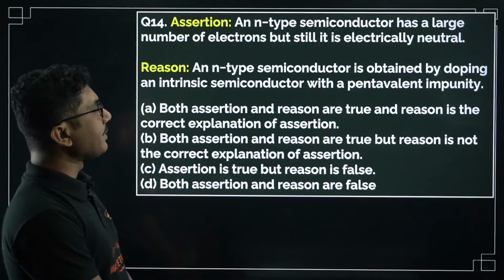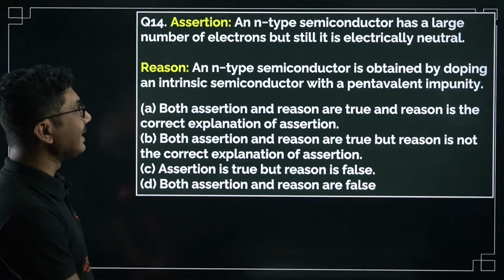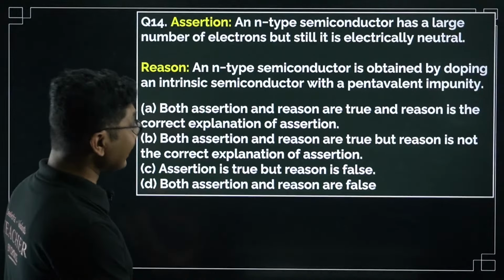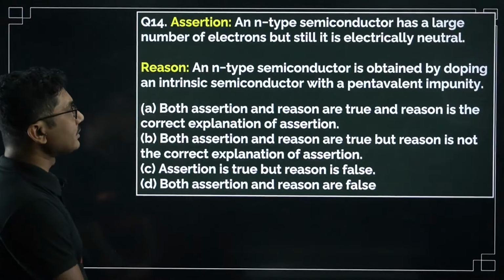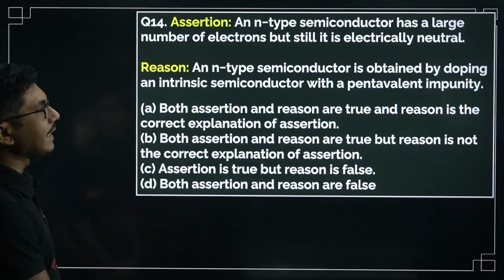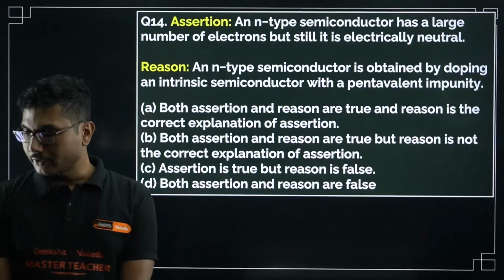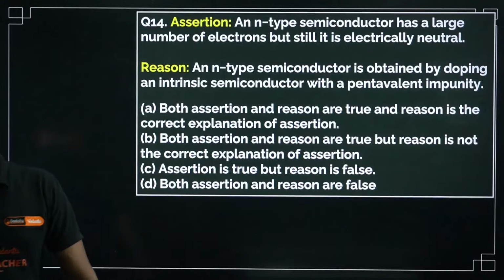Next is an assertion and reason based question. An N-type semiconductor has a large number of electrons, but still it is electrically neutral. Okay, an N-type semiconductor is obtained by doping an intrinsic semiconductor with a pentavalent impurity. So now answer this question. Shagupta, answer this question, question 14.